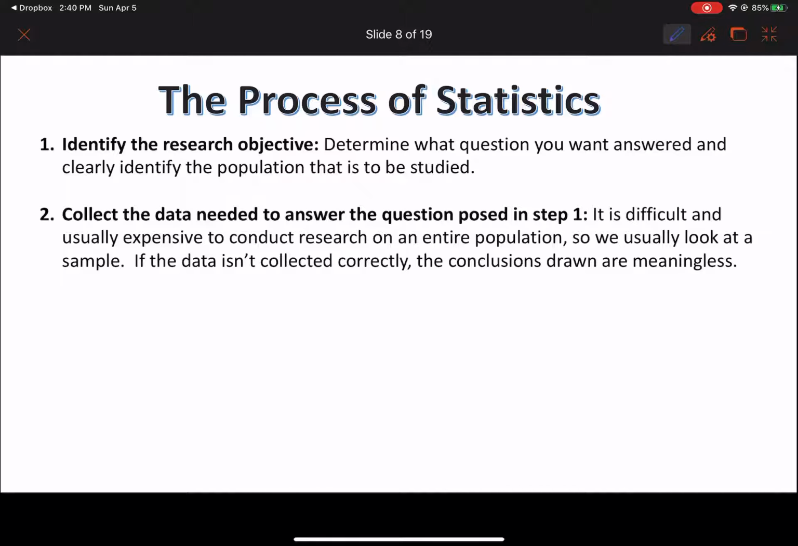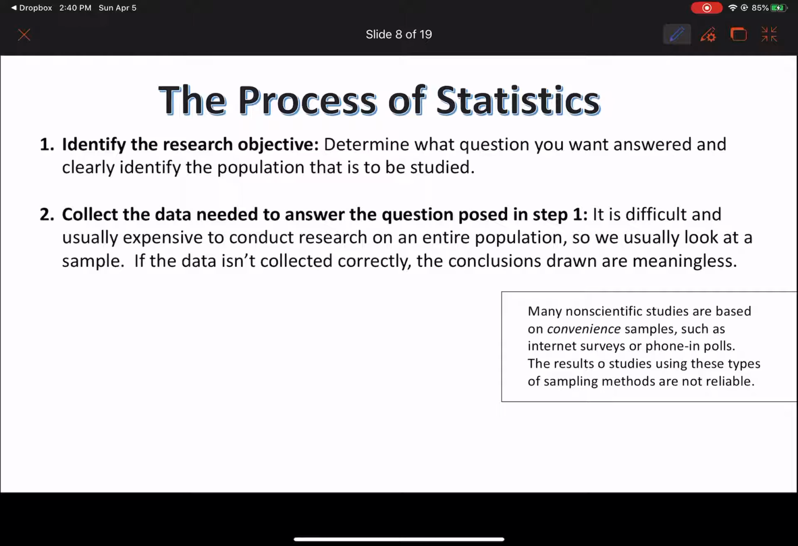Next, you collect the data that you need to answer the question posed in step 1. Most of the time, it's really hard to conduct research on the whole population. So most of the time, you need to look at a sample, and you need to make sure you're collecting that data correctly. Otherwise, your conclusions are meaningless.